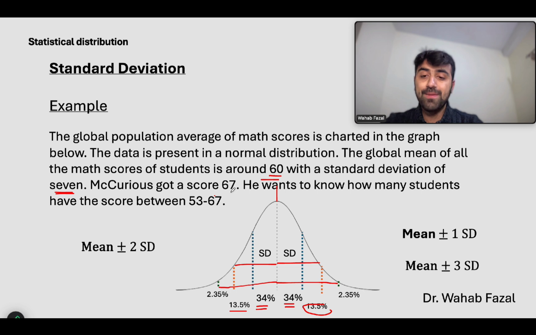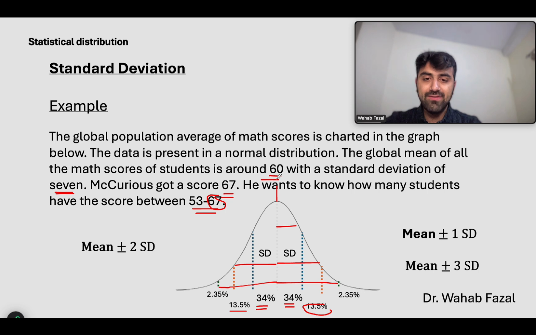This is our medical student, Paul Mercurius. So Mercurius got a score of 67. He wants to know how many students have a score between 53 and 67. So let us look at the mean. The mean for this example is 60. You add one standard deviation up, that would make 67. So that has 34% of the data. So 34% of medical students lie from 60 to 67.